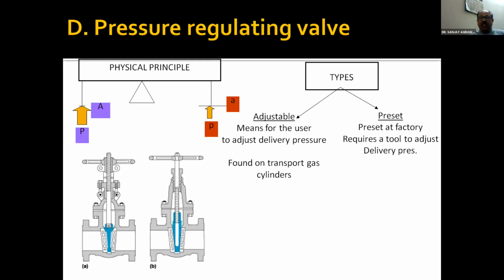Pressure regulating valves, there are two types, the adjustable and the preset. Adjustables are no longer being used. What is now coming up is a preset valve, where they are fixed at the factory and should be kept constant, and it requires a tool to adjust the pressure. We as end users don't fiddle with the preset; it has to be regulated by the company people only.